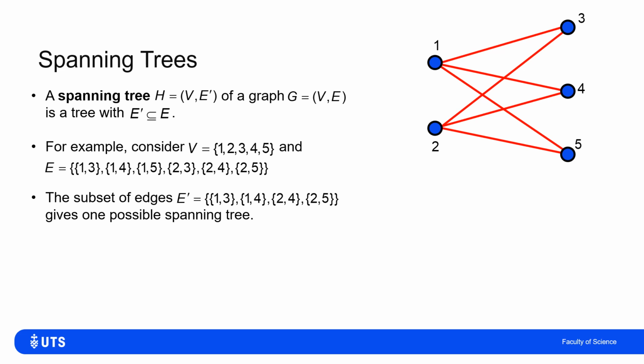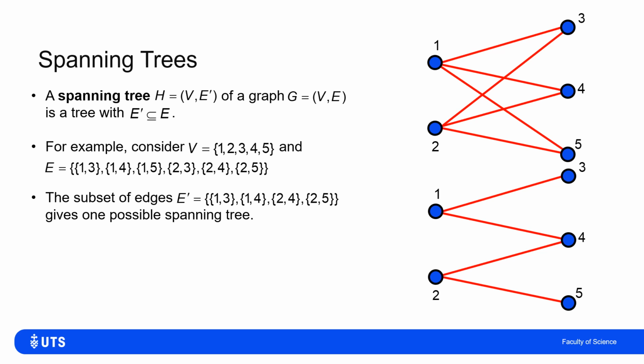But if I define the subset of edges 1-3, 1-4, 2-4, and 2-5, then I can see that that is a tree. Now that's not the only spanning tree. There are many other examples of other edges that I could have kept instead of those. But a spanning tree simply has to be a tree in the sense that it's connected, and a tree on the set of nodes of the original graph, V in this case, and avoids any circuits.